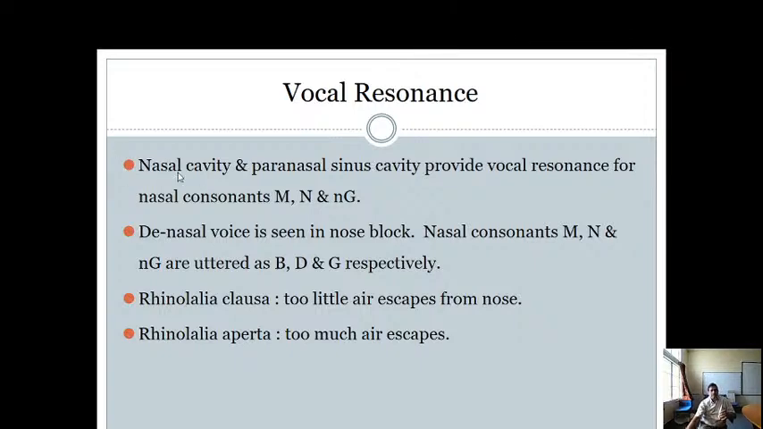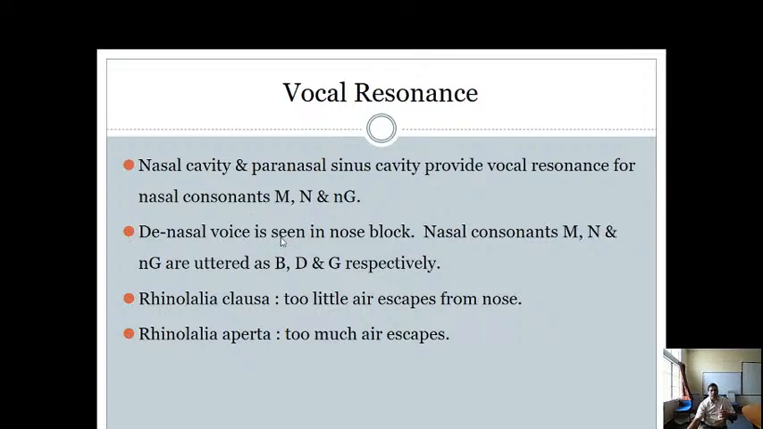So the vocal resonance means the basic sound that is produced in the vocal cords is modulated by the air that is there in the nasal cavity, as it comes from the nasopharynx and into the nasal cavity. So there are certain consonants, and unless the air passes through the nasal cavity, you will not be able to produce these.